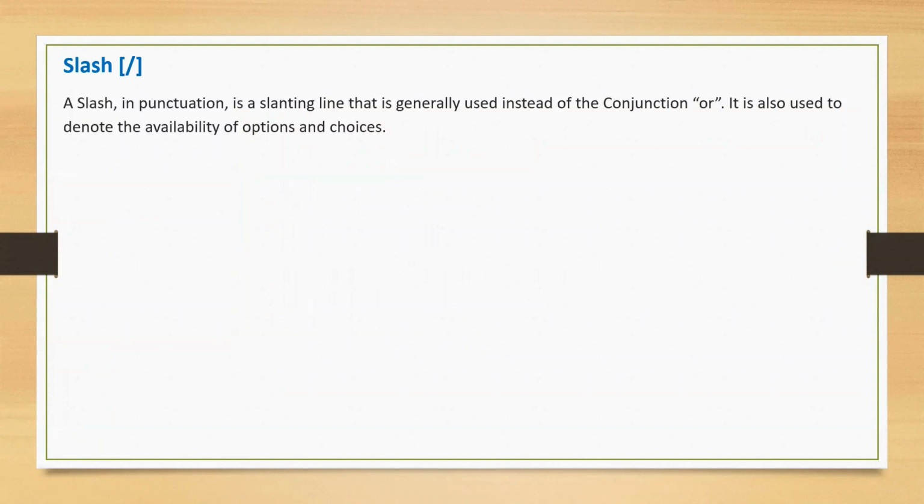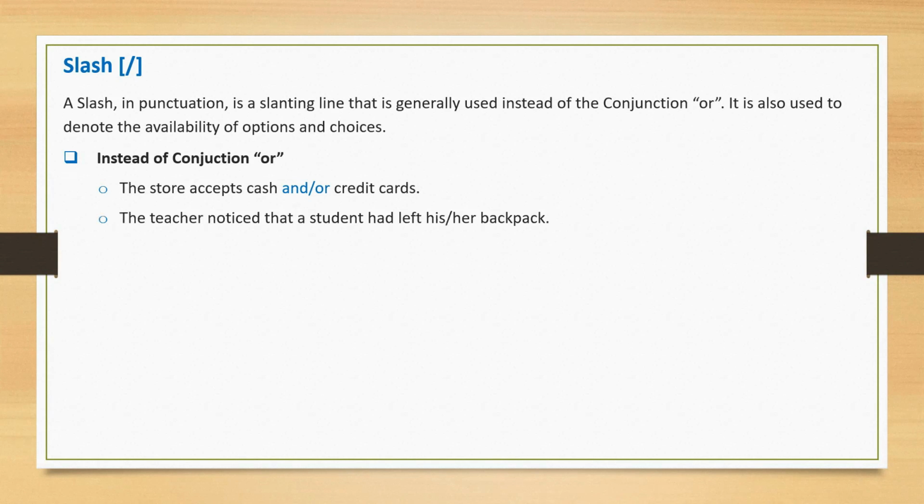Slash. A slash in punctuation is a slanting line that is generally used instead of the conjunction or. It is also used to denote the availability of options and choices instead of conjunction or. The store accepts cash and/or credit cards. The teacher noticed that a student had left his/her backpack.